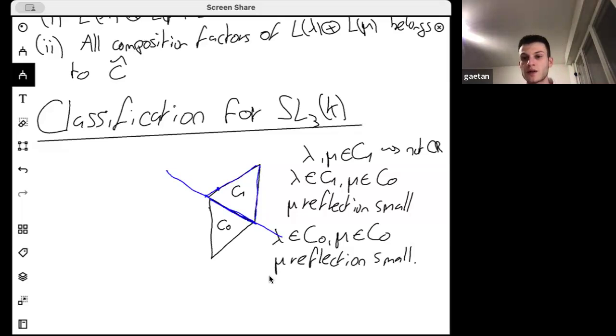Basically that's how this classification works. We take a weight in an alcove, either in C1 or C0, we take mu, and we look where the sum can end up, and this allows us to treat case by case all the possibilities, and at the end we have a big classification result.